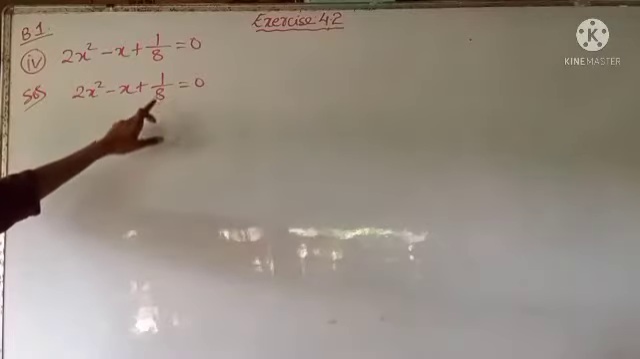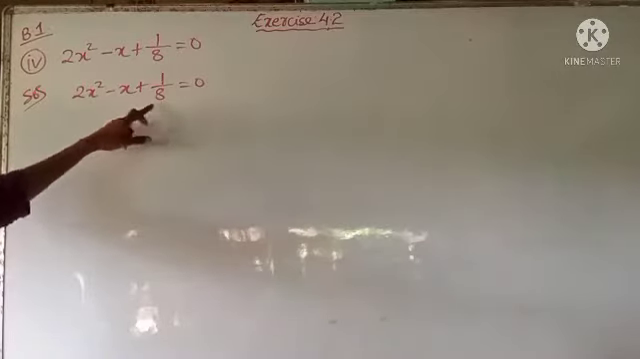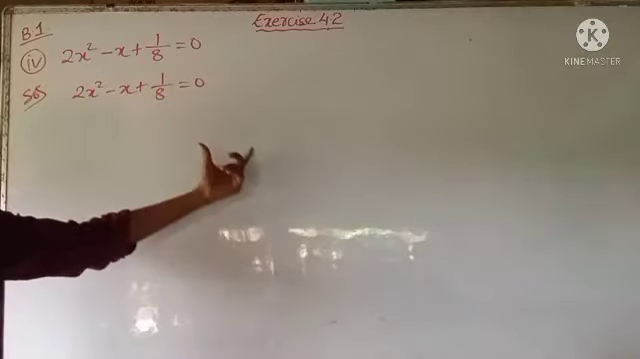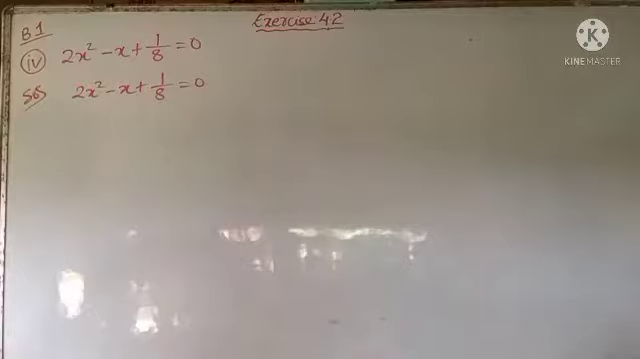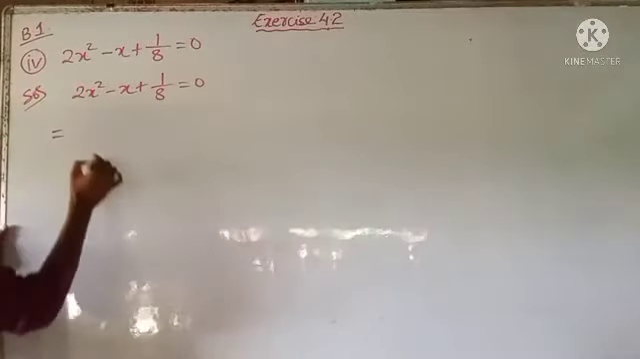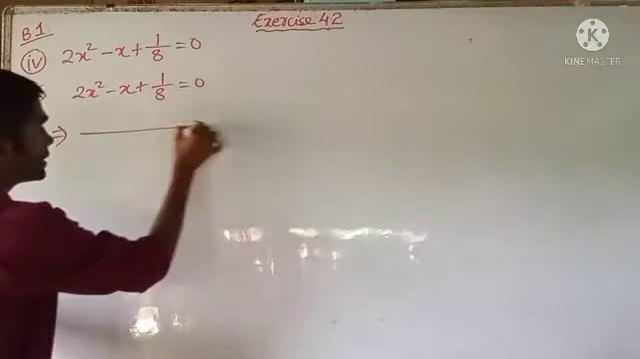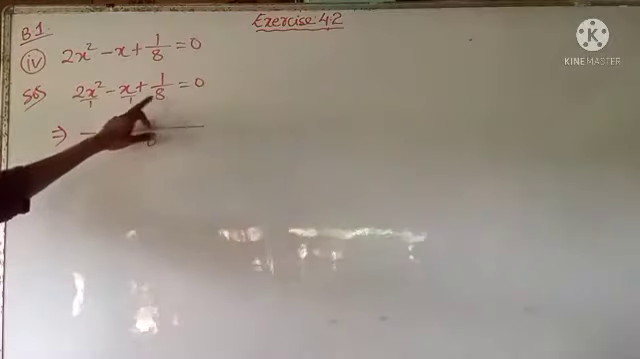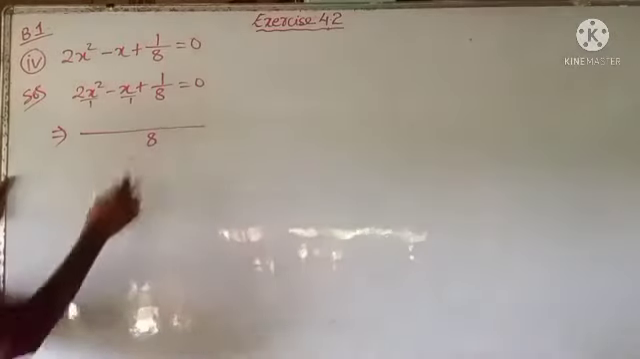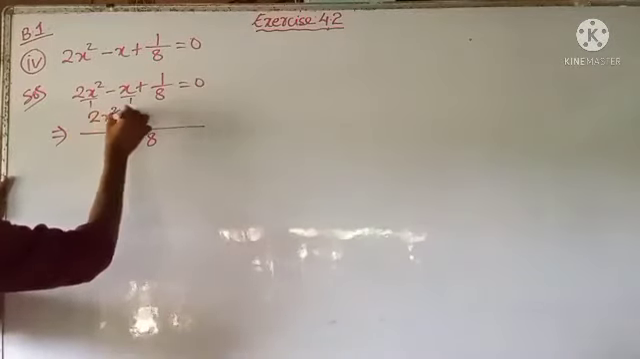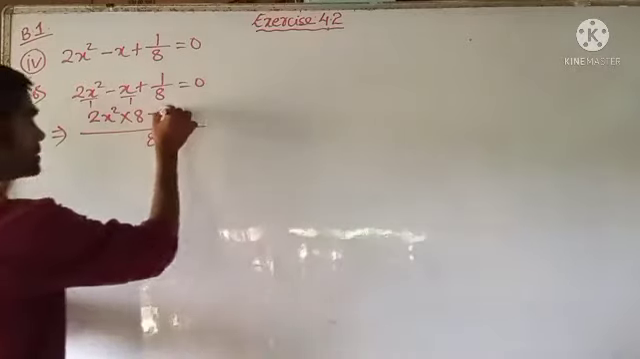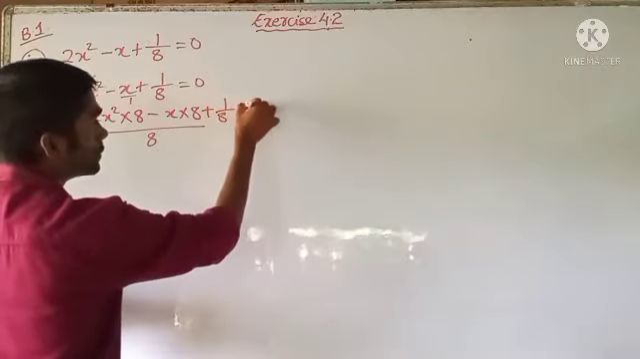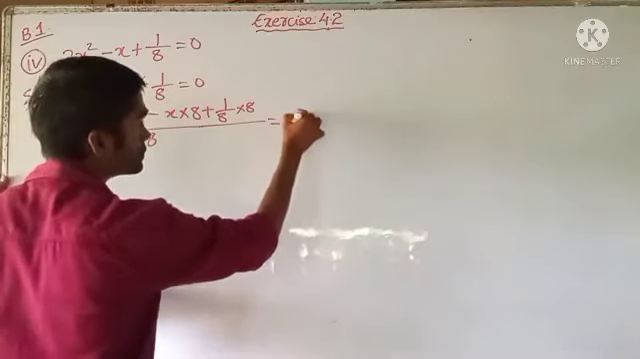That is 2 into 1 by 8, which gives 4, and then we can obtain the middle term either by addition or subtraction. But when we are taking common, we will face difficulty here, so we will do it by taking the LCM. The LCM here will be 8, because here also it is 1 and here also it is 1. So 2x square will multiply with the LCM 8, minus x into 8, plus 1 by 8 into 8 is equal to 0.